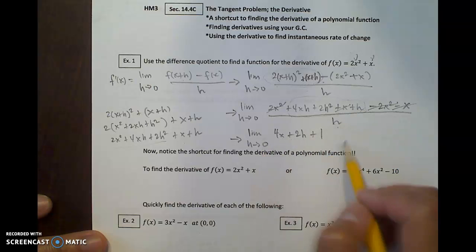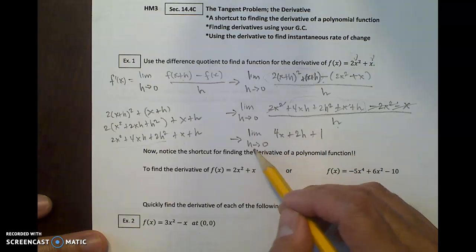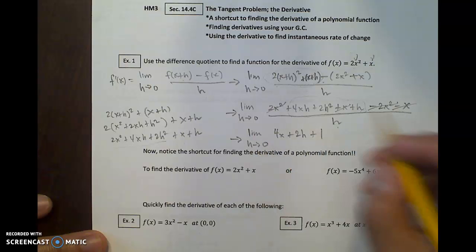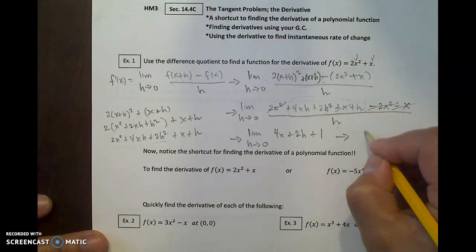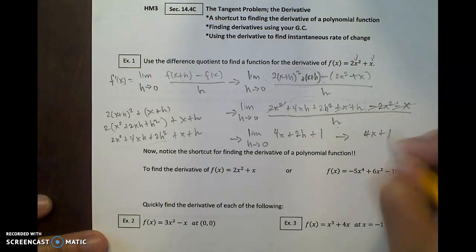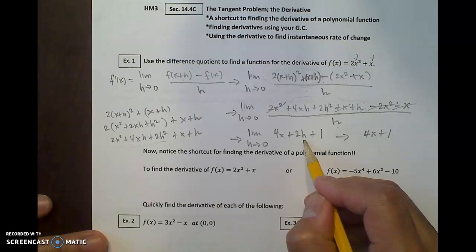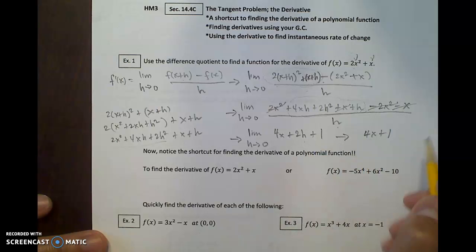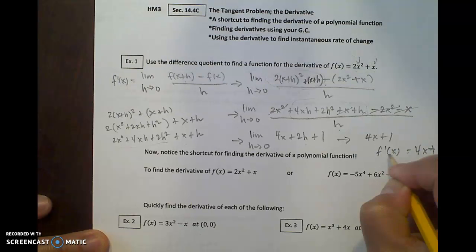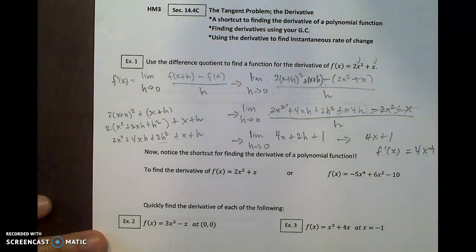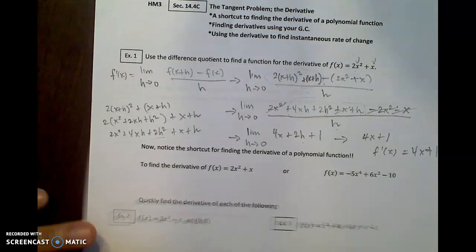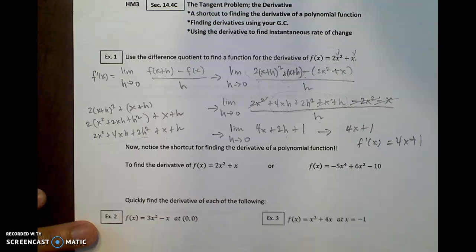Alright, so now we're going to evaluate the limit of this function as h goes to 0. So plugging 0 in for h, I'm left with 4x plus 1. Alright, so here is the derivative of the function. Okay, so again, that's using the difference quotient.